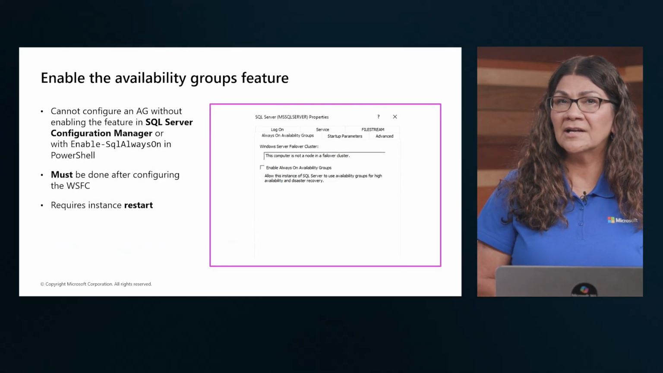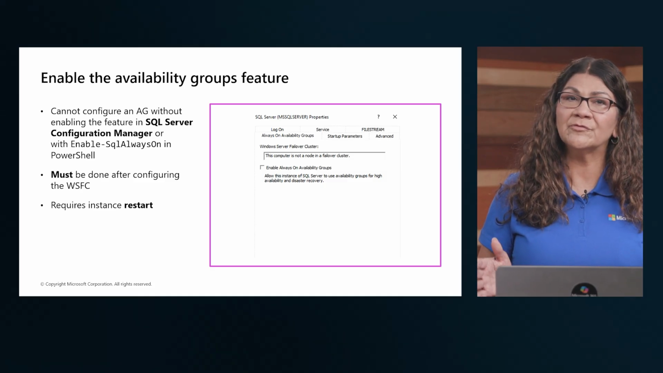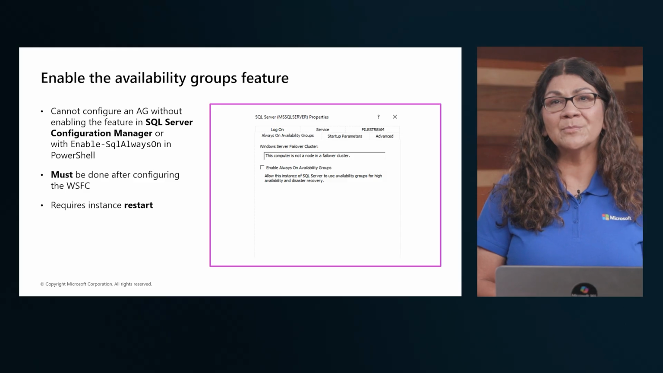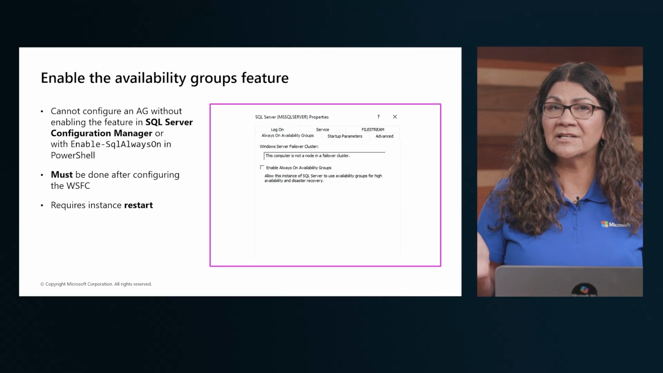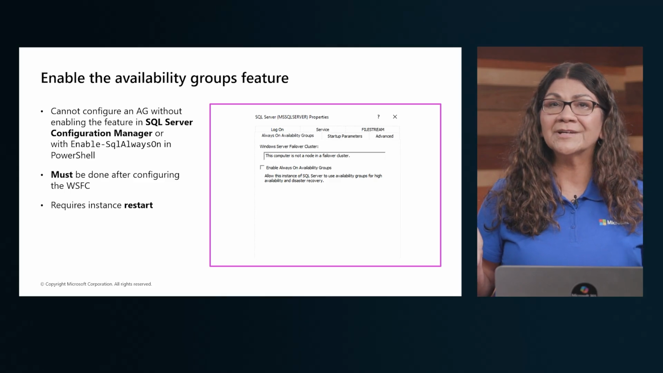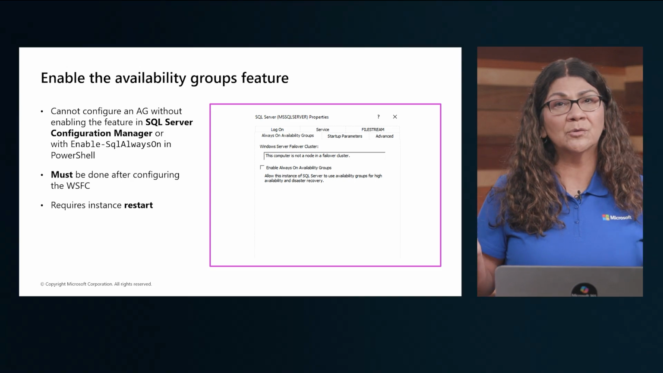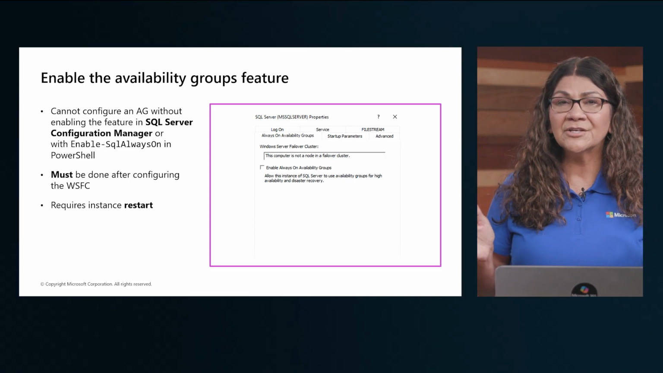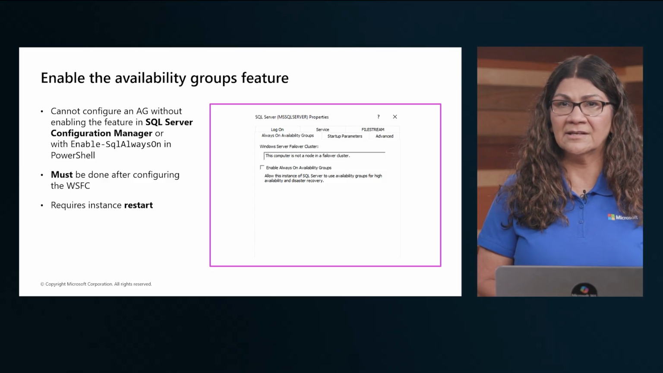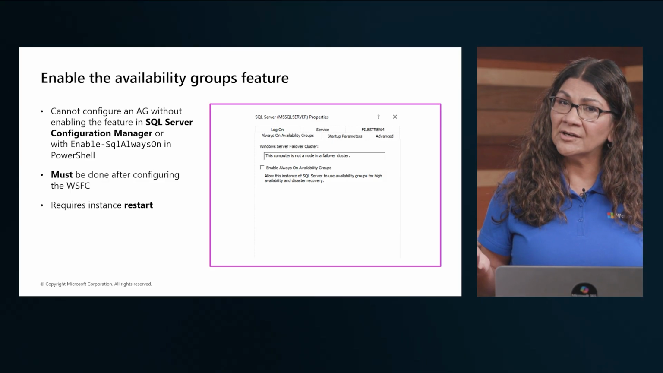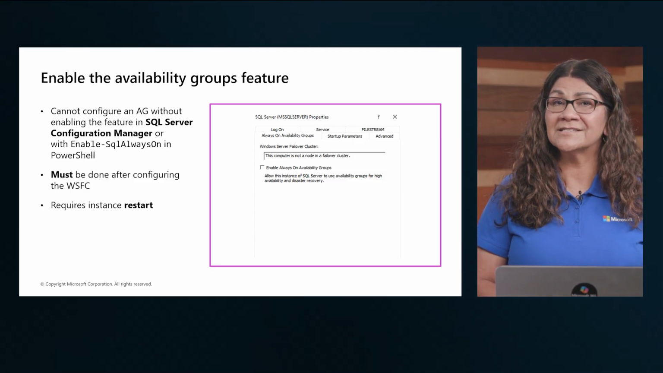This slide outlines the essential steps for enabling the always-on availability group feature in SQL Server, which must be completed before configuring AG for high availability and disaster recovery. The feature can be activated via SQL Server Configuration Manager or, of course, through PowerShell using the Enable-SqlAlwaysOn cmdlet. And it requires a restart of your SQL Server instance after the Windows Server failover cluster is set up.